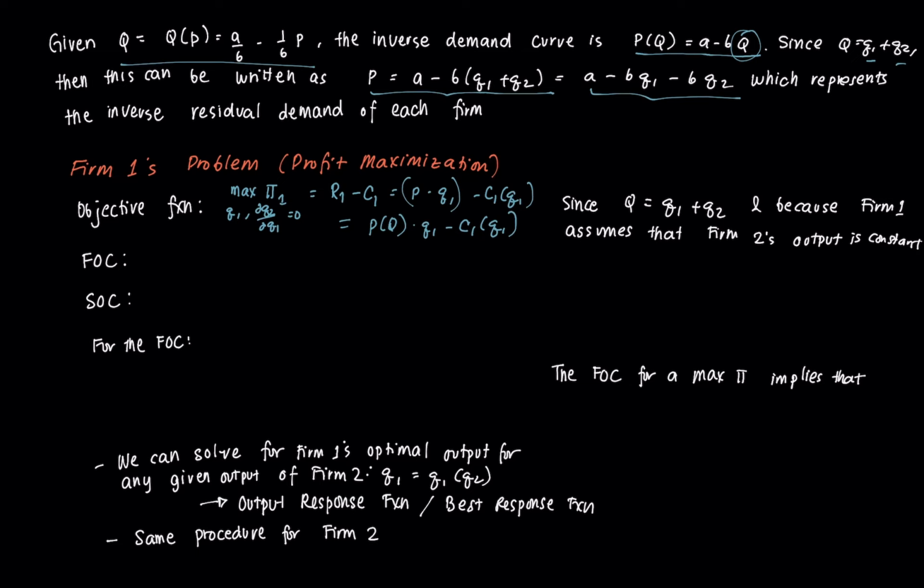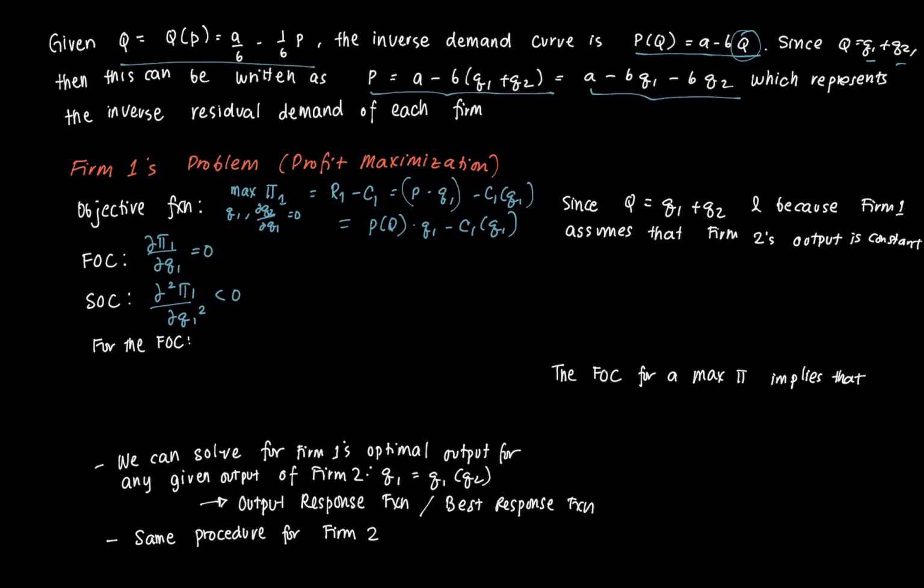And the FOC for that firm to attain a maximum profit is to derive profit 1 with respect to Q1 and equate that to 0. And to ensure the maximum, the SOC requires that if you take the second order derivative, it should be negative to ensure a maximum, right?